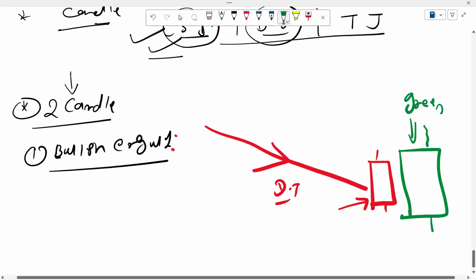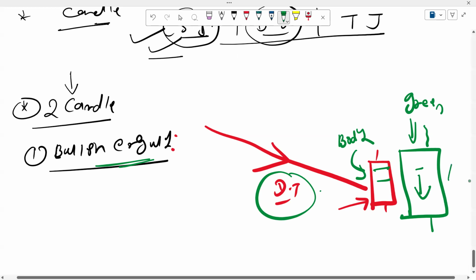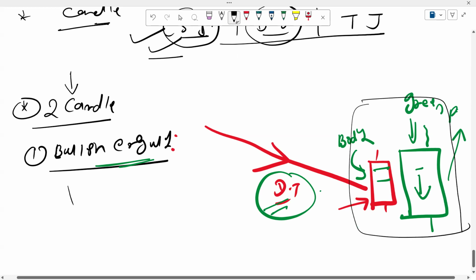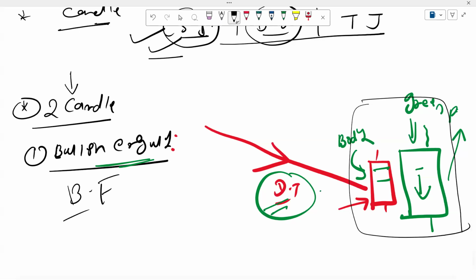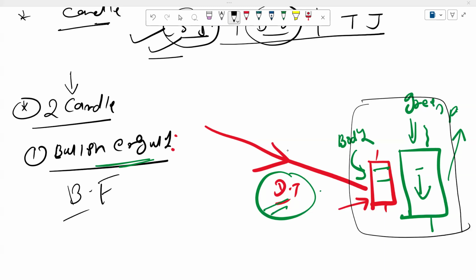The wick doesn't matter. You just focus on the body, the red body and the green body. If the green body engulfs 100% of the red body, it is a bullish engulfing pattern. It means this downtrend is over. Now you can take an uptrend position. If you combine these two candles, they tell you that this is a bullish engulfing pattern, meaning the downtrend is over and you can take an upper side position. Okay, great.